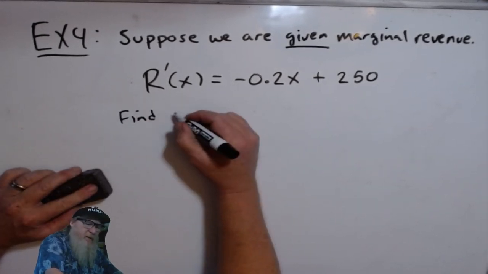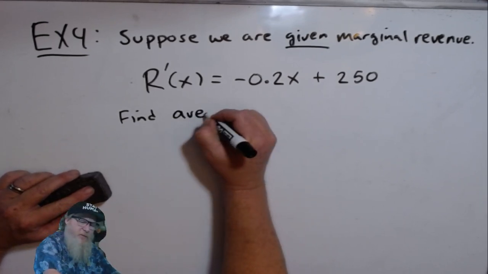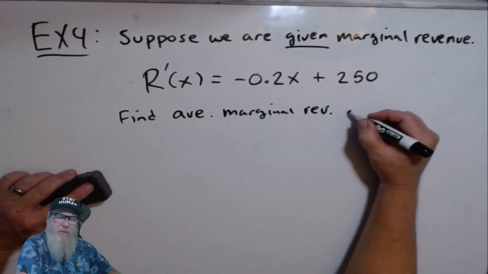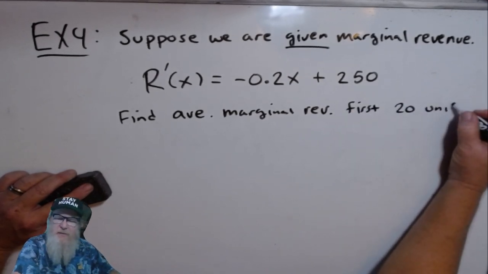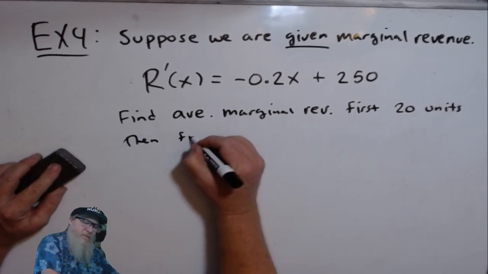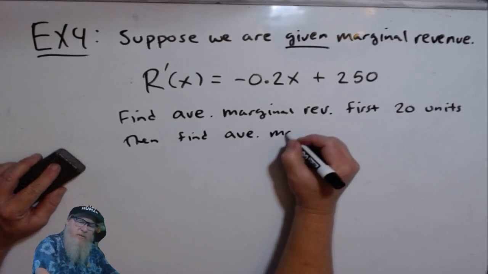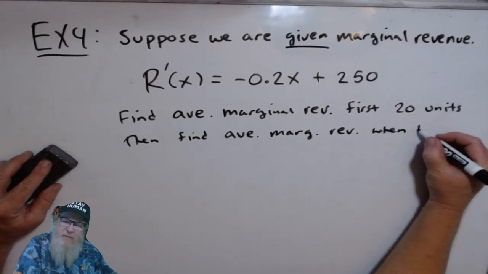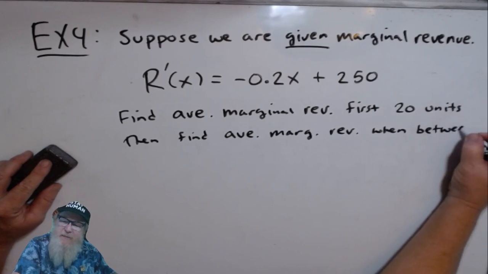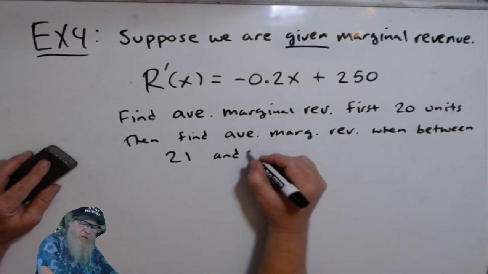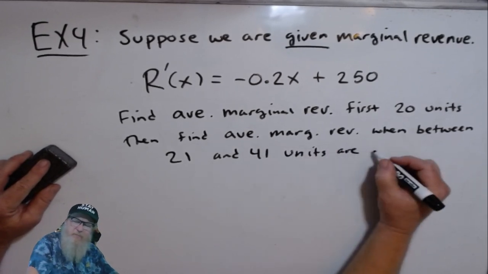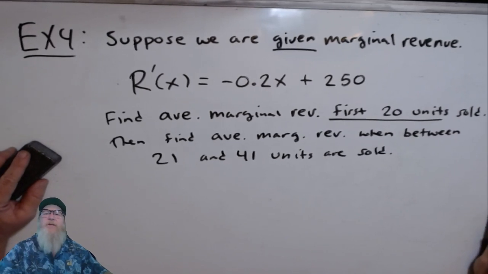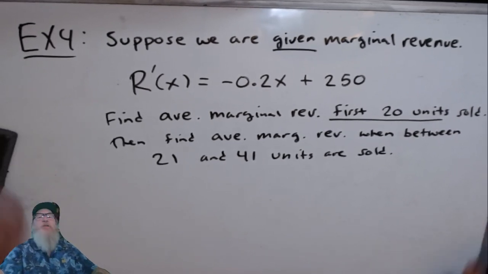Well, first find the average marginal revenue for the first 20 units. Then find the average marginal revenue when between 21 and 41 units are sold. Oh, the first 20 units are also sold. Obviously, it's revenue, so we're just selling these things. We're not worrying about how much it costs to produce them.